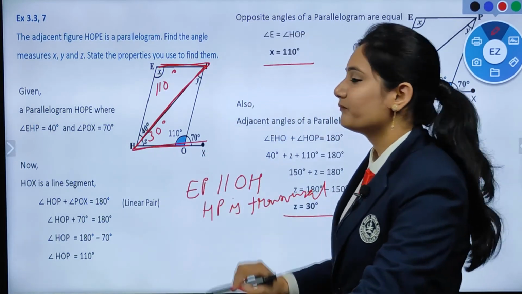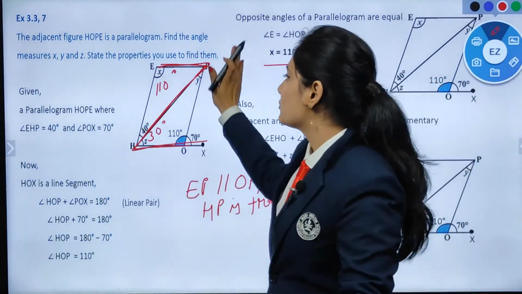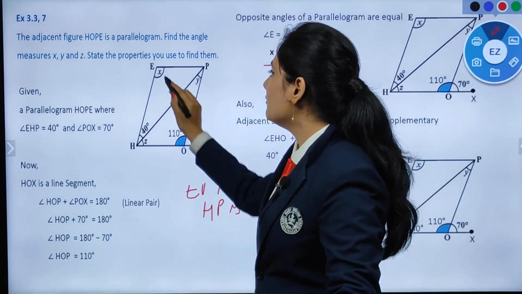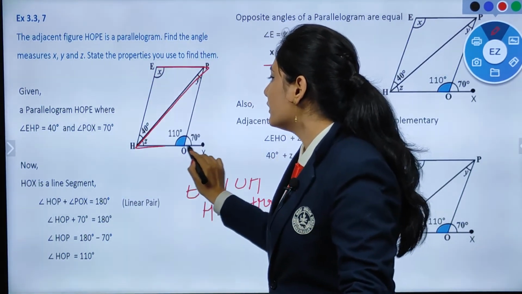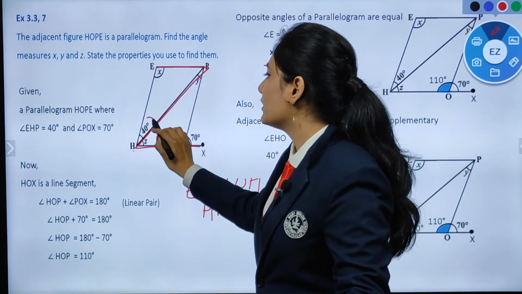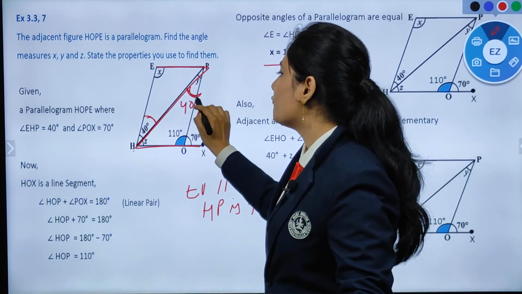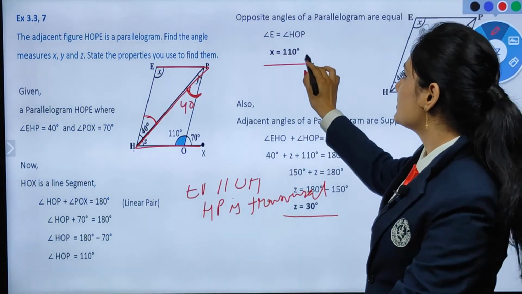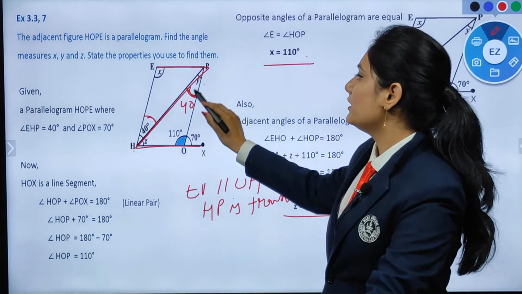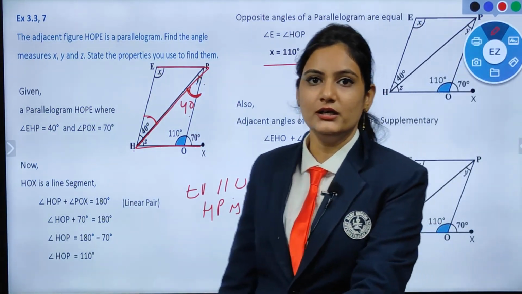This means what? Alternate interior angles will be equal. So children, what you can write here, as it is forming alternate interior angles, if EHP is 40 degree, so angle Y will also be equal to 40 degree. So angle X is 110, angle Y is here 40 degree, value of Z is equal to 30 degree.